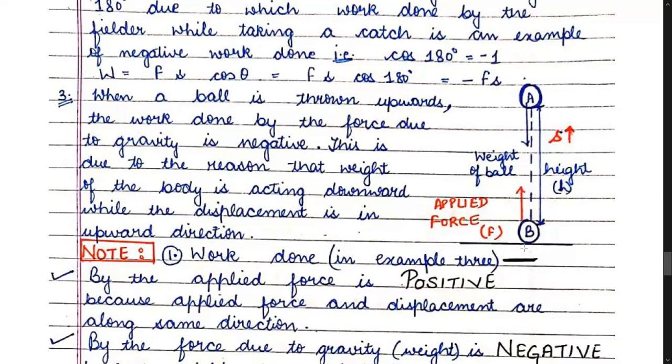But children, now the displacement is upward, but the force due to gravity on the body is downward. Force due to gravity means weight of the body. It is acting downward. So weight of the ball, work done by the weight of the ball is an example of negative work done.